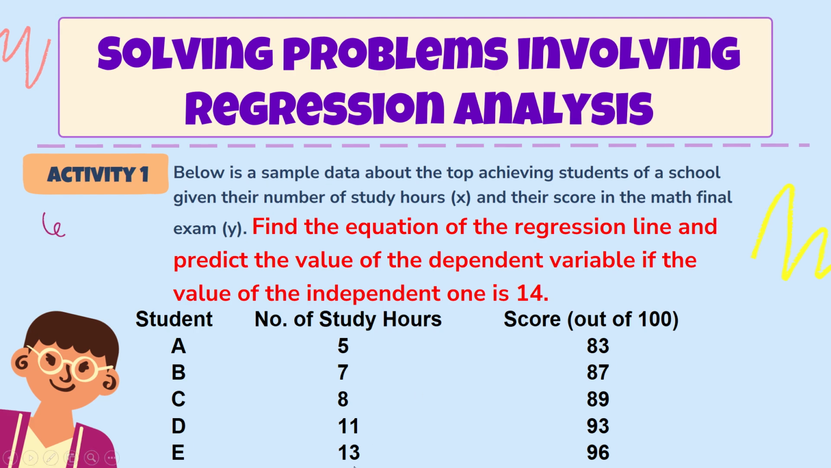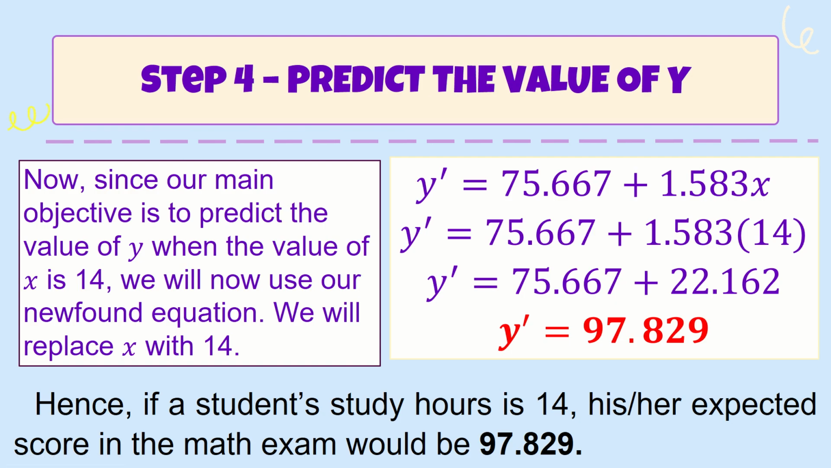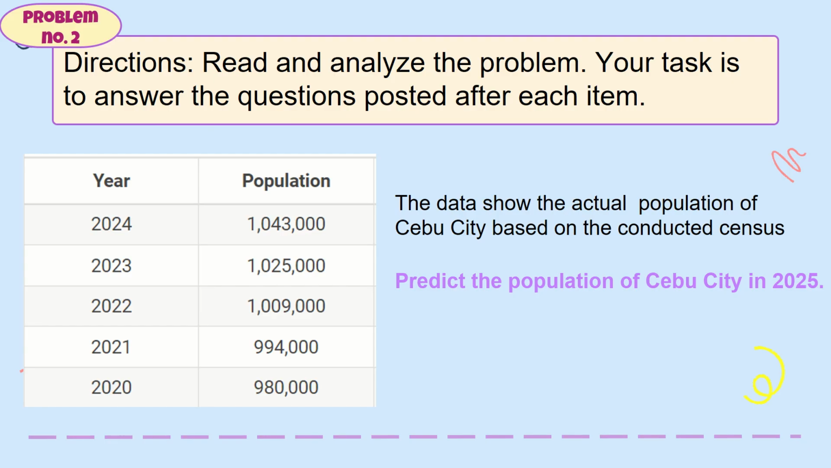So therefore, if the student studied 14 hours, then he will get a score of 97.829. Easy as that. Okay, that's the power of statistics.